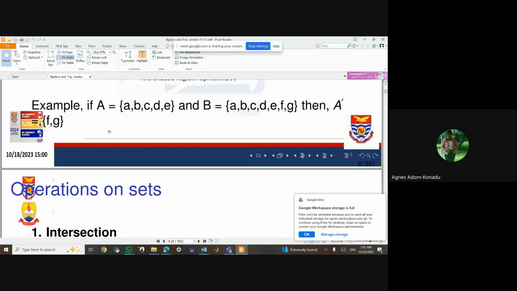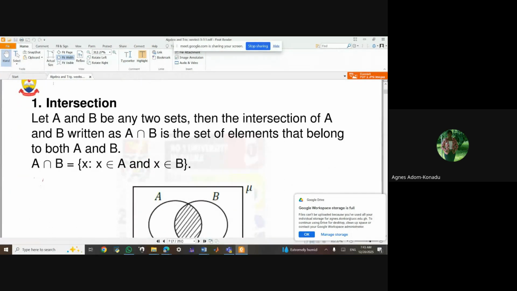So we are looking at an example. If A is A, B, C, D, E, and B is A, B, C, D, E, F, G, then the A complements are elements that are not in A, and we can see them as F and G. Can I continue? Yes, please, madam.